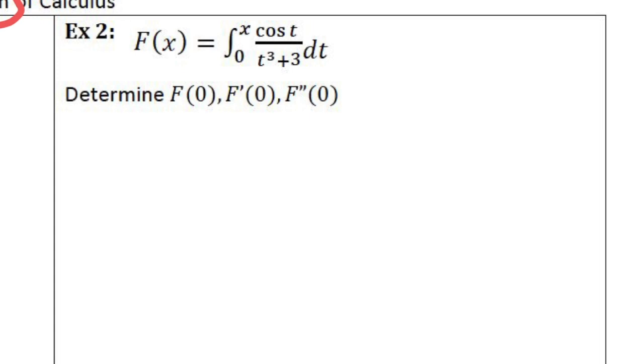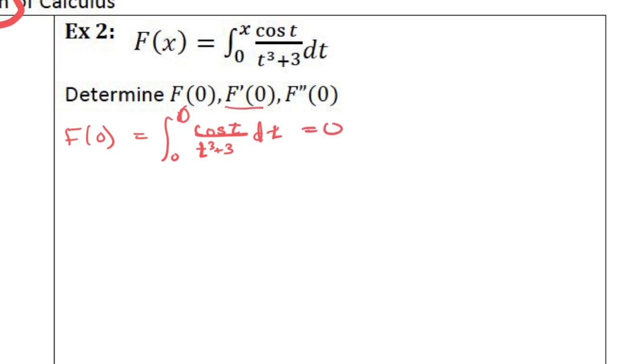For question number 2, you're told that f of x is equal to this integral from 0 to x of cosine t over t cubed plus 3. First, we're looking for f of 0. Use substitution. F of 0 is going to be the integral from 0 to 0 of cosine t over t cubed plus 3 dt. And you know that the integral from 0 to 0 is, of course, 0.